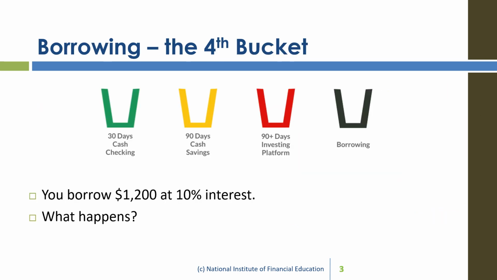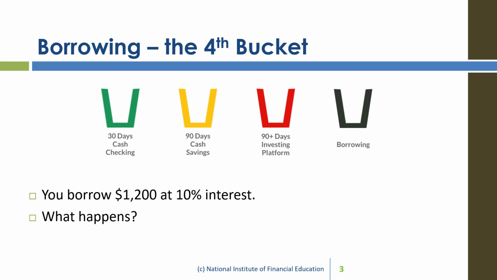We're going to go back to our buckets. We had our cash flow bucket, our 90-day savings bucket for reserves, and then our 90-plus day bucket for building wealth for the future, wealth that will someday fill that cash flow bucket. When you borrow, you add a fourth bucket.